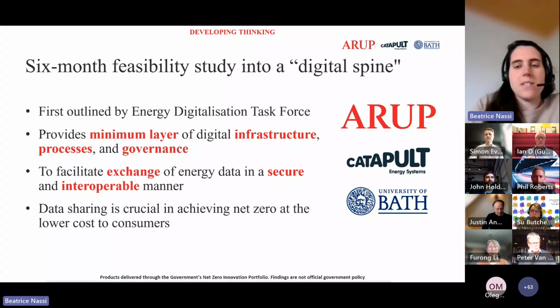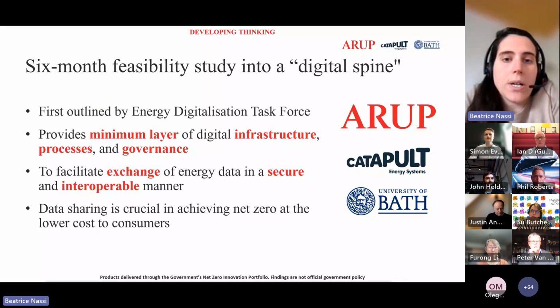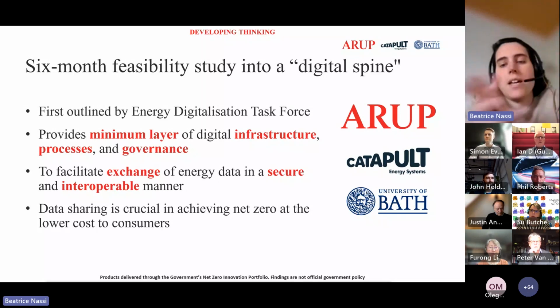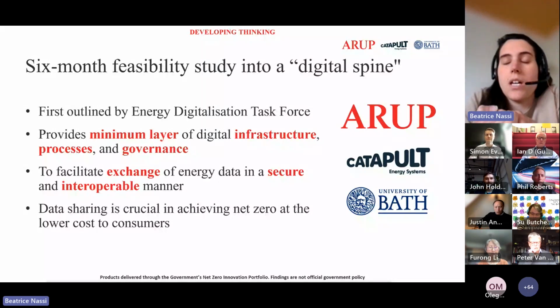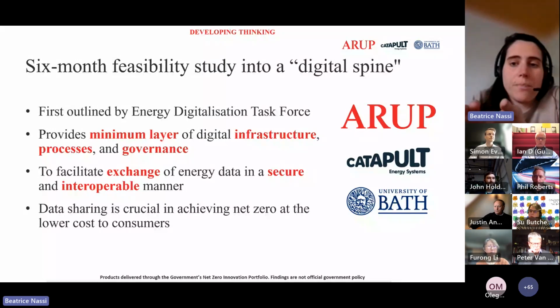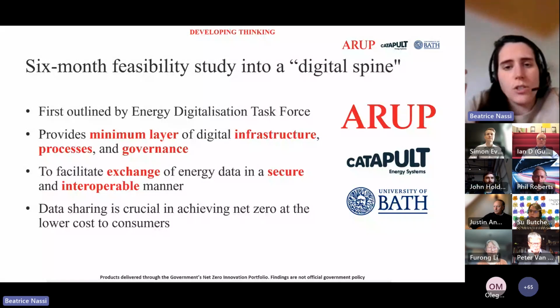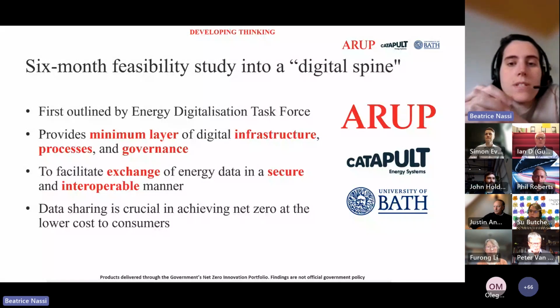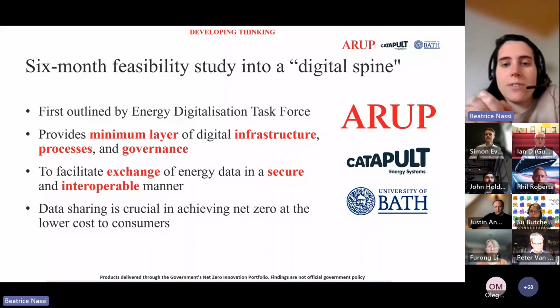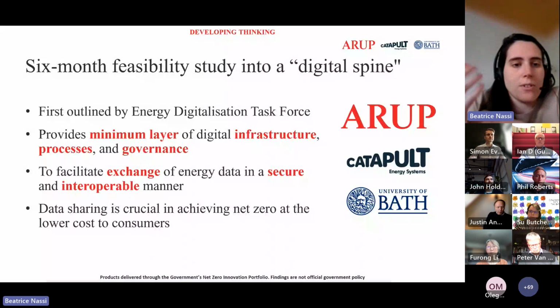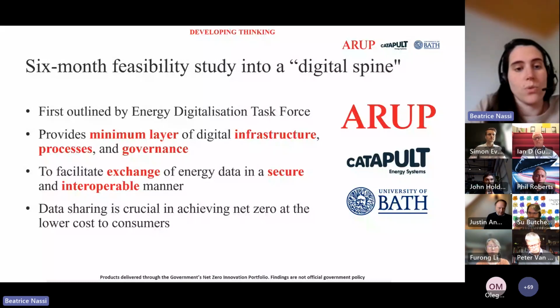So the digital spine feasibility study is a 6-month piece of work, stems from the recent Energy Digitalization Task Force, which found out the need for a minimum level of digital infrastructure across the energy sector, which they refer to as a digital spine. The goal of this spine is to facilitate the exchange of energy data in a secure and interoperable manner to support the level of data exchange needed to achieve net zero and lower the cost to consumer.